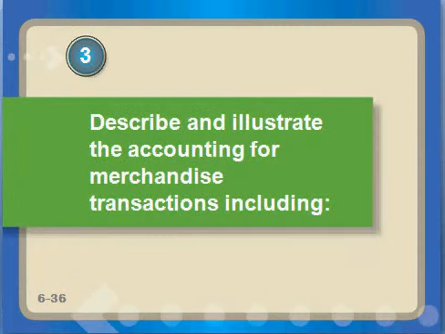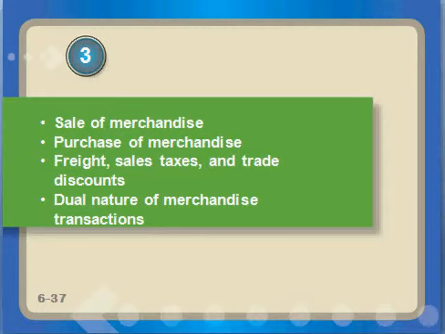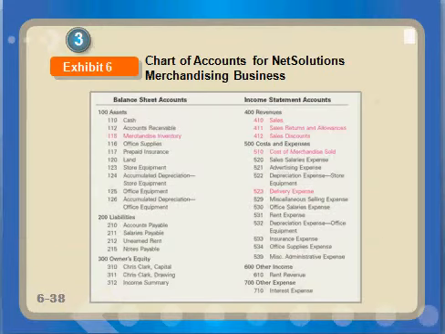Now we're going to describe and illustrate the accounting for merchandising transactions. And we're going to include sale of merchandise, purchase of merchandise, freight, sales taxes, trade discounts, and discuss the dual nature of merchandise transactions. First, we're going to take a look at our chart of accounts. And Net Solutions, when they became a merchandising business, we had to add quite a few accounts, and we'll look at those real quick. Under our current assets, we have a new account called merchandise inventory.